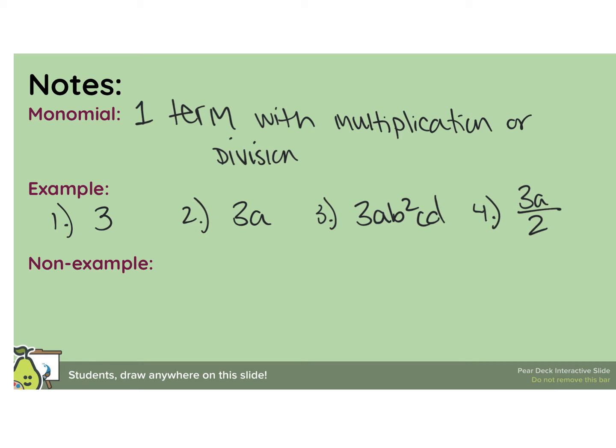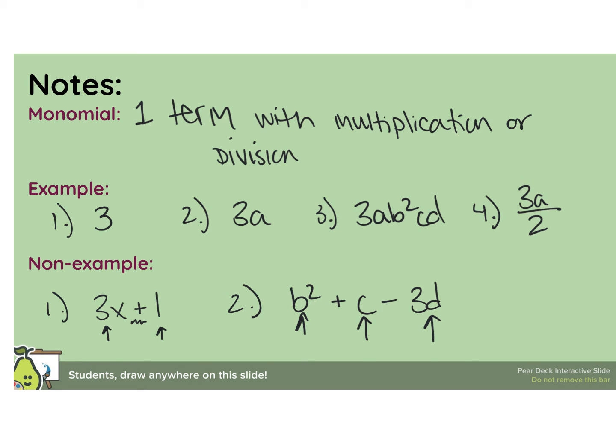A non-example, something that wouldn't count, would be, say I had 3x plus 1. This plus right here, as soon as you add addition or subtraction, it turns into a polynomial. So this is 2 terms, right? This is 1 and this is 1. So you have 2 monomials here. If I had b squared plus c minus 3d, there's addition and subtraction. So this is a polynomial. This is a monomial, this is a monomial, and this. So there's 3 separate monomials here, making it a polynomial.